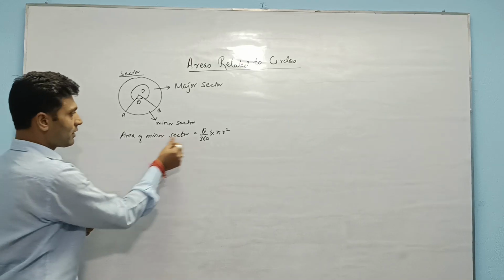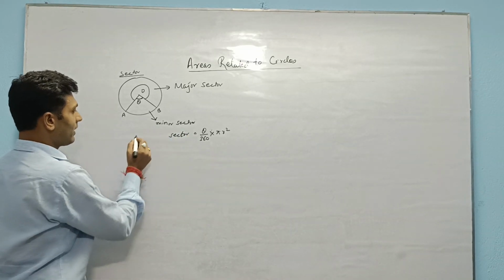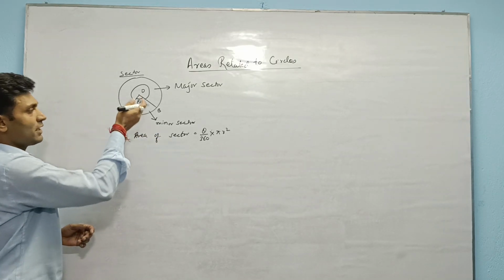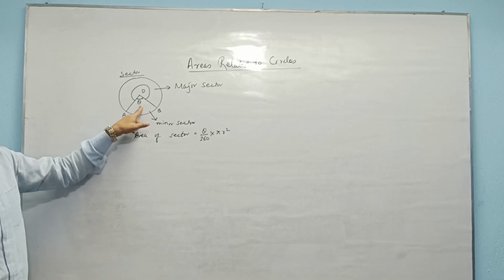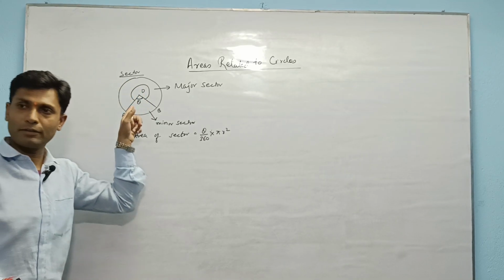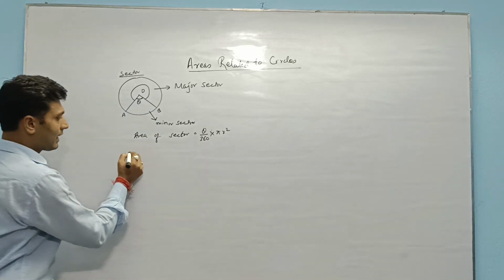But I'll not use this term minor, okay? I'll just write down area of sector, because if it is minor sector, you'll use this theta. If it is major sector, then use the remaining angle. Any doubt? No, sir. Okay. Then comes segment.